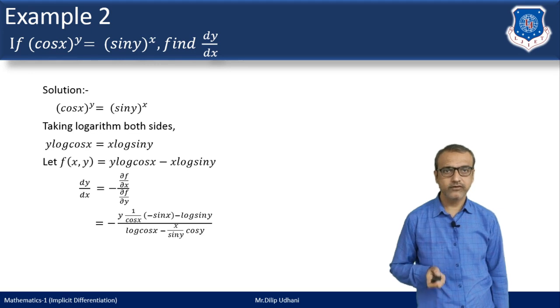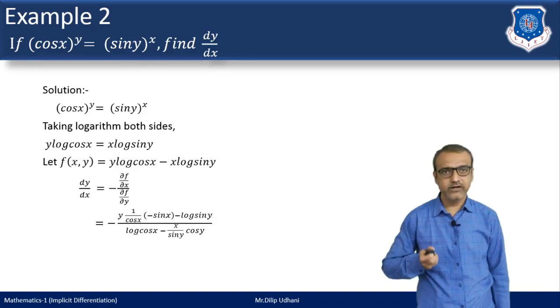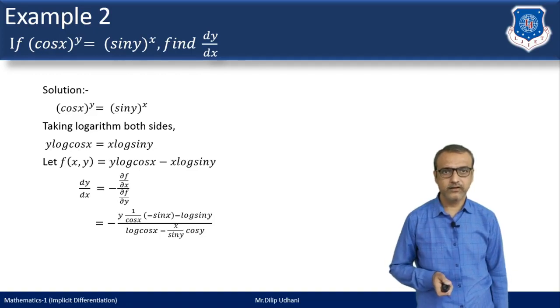Now derivative of log cos x with respect to x. And you know very well, derivative of log x, answer is 1 upon x. So here, derivative of log cos x, that will be 1 over cos x. And in place of x, we have cos x. So again, we have to differentiate cos x with respect to x. So answer is minus sin x. Then after, minus sign will be as it is, and derivative of x with respect to x, answer is 1. And log sin y will be constant.